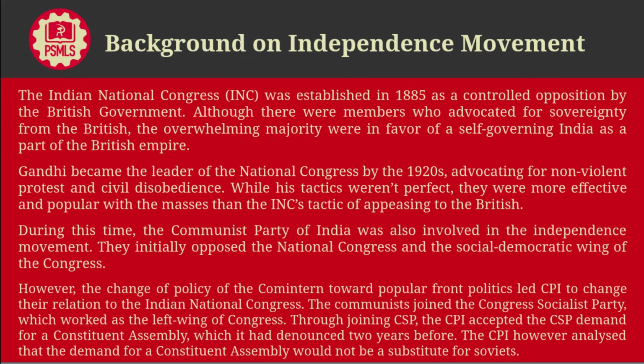Through joining CSP, the CPI accepted the CSP demand for a constituent assembly, which it had denounced 2 years before. The CPI, however, analyzed that the demand for a constituent assembly would not be a substitute for Soviets.